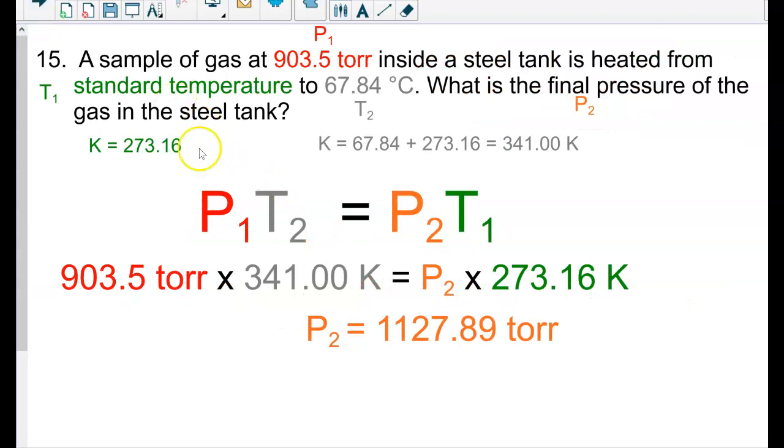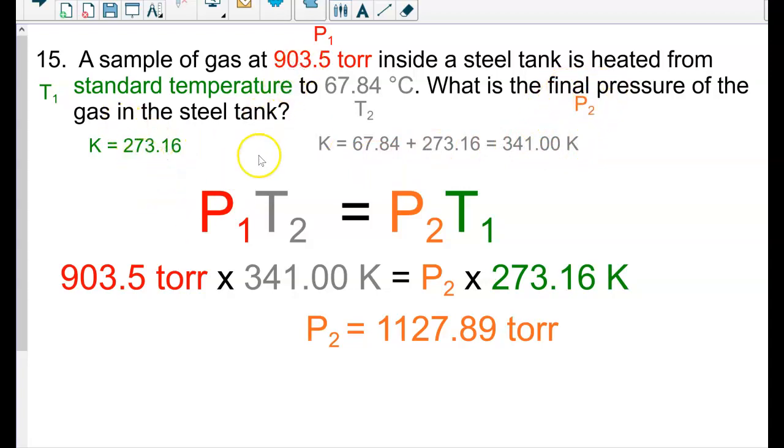All right, in example 15, we have a pressure value, and it tells us that at this pressure, it's this temperature, standard temperature. So that's going to be the 273.16. Right here, I put it right there for you on the screen. And it's going to go from standard to 67.84 Celsius. Remember, I can't function in degrees Celsius, so I must convert this into Kelvin. I did that right here. It wants to know what is the final pressure later on.